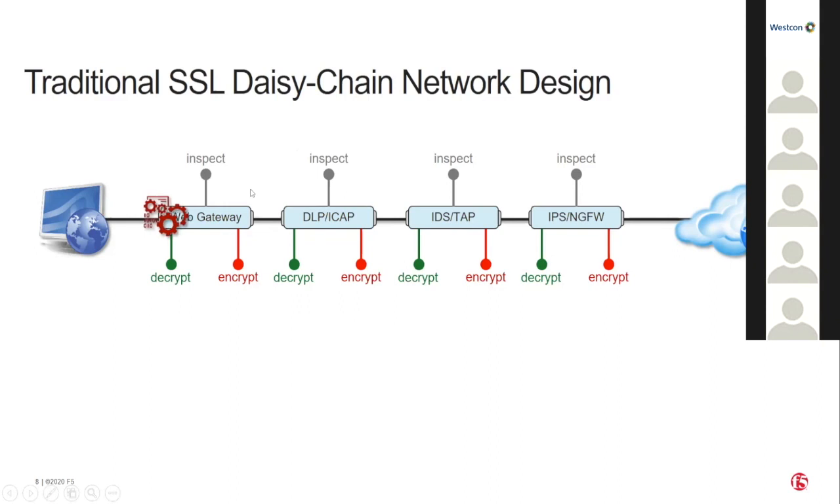So when the traffic comes into the web gateway, it will decrypt, do the necessary inspection, and then encrypt it again before passing it to a DLP. Then the same process happens at the IDS, then the same process at your next-gen firewall, and then lastly into your public cloud. So in this approach, just by this traffic flow, you are able to see what challenges you will be facing.